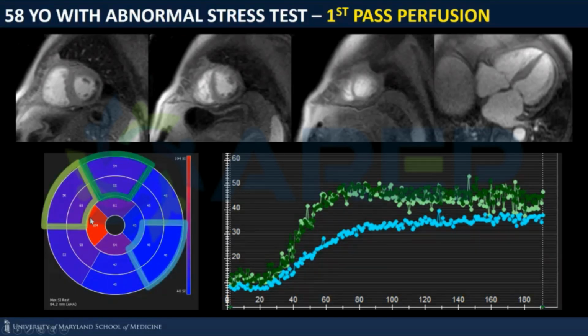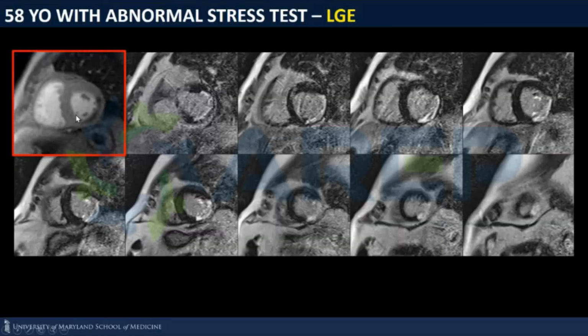And by measuring that, as we see here on the bullseye plot and the graph, we see that the signal in the anterior and septal portions of the myocardium are much higher than in the inferolateral segments. So again, we can use this to quantify the severity of the abnormal perfusion. Now, with that, this is again some more images, again showing the area of decreased perfusion.